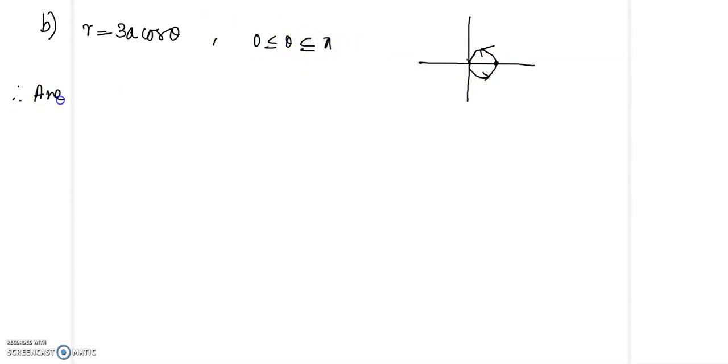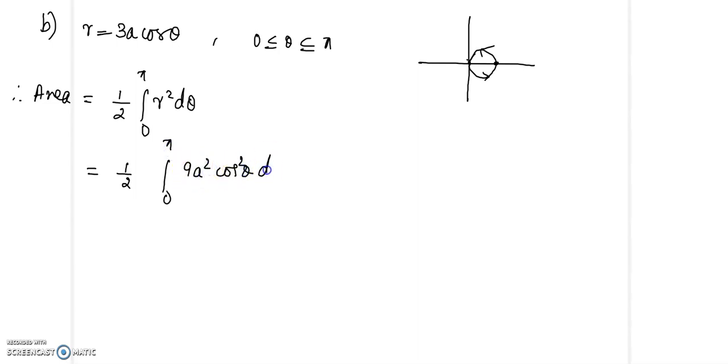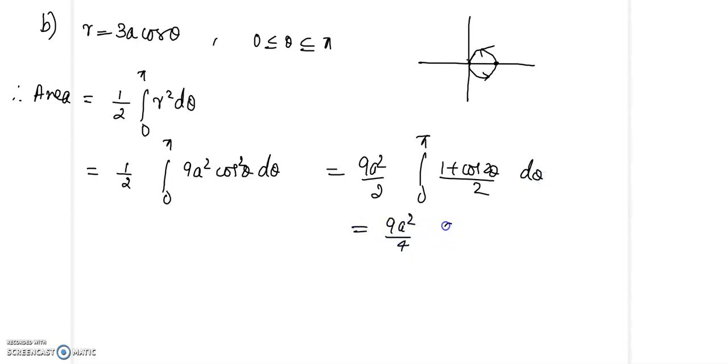So therefore area will be equal to 1 by 2 integral 0 to pi r square d theta. So that is 1 by 2 integral 0 to pi, we'll get 9a square cos square theta d theta. So that is 9a square by 2 integral 0 to pi 1 plus cos 2 theta by 2 d theta. So that is 9a square by 4 theta plus sin 2 theta by 2 from 0 to pi. So that will be equal to 9a square pi by 4. So that is the required area.